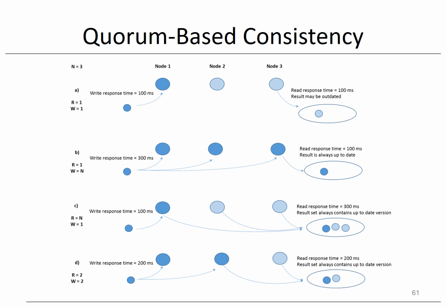Configurations with r plus w less than or equal to n will have better read and/or write performance, but it cannot be guaranteed that the result set of each read operation will contain an up-to-date replica. This situation was illustrated in configuration A, which had the best overall performance.